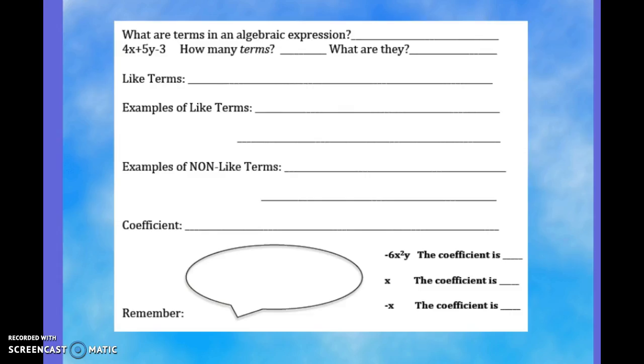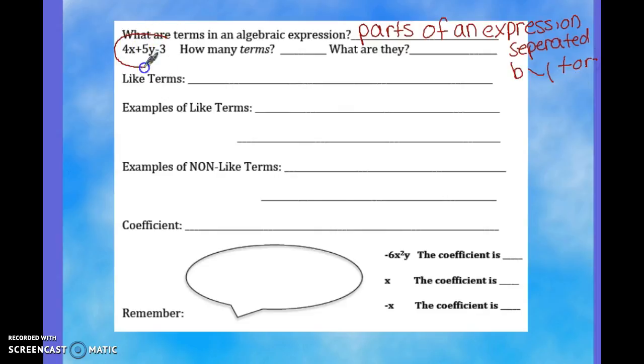Now we're going to talk about terms. What are terms in an algebraic expression? Well, terms of an algebraic expression are just parts of an expression separated by addition or subtraction. So in this one right here, how many terms are there?